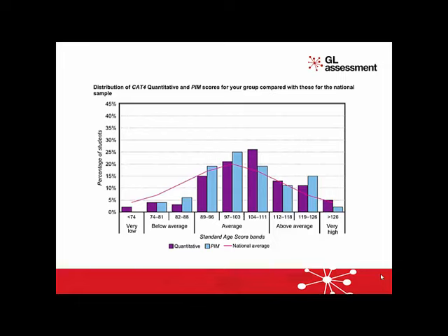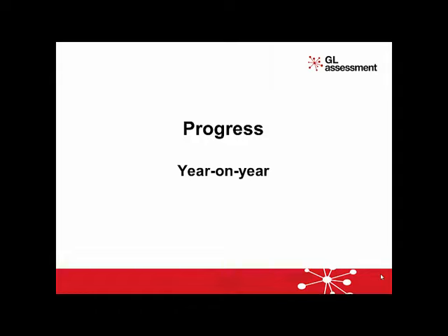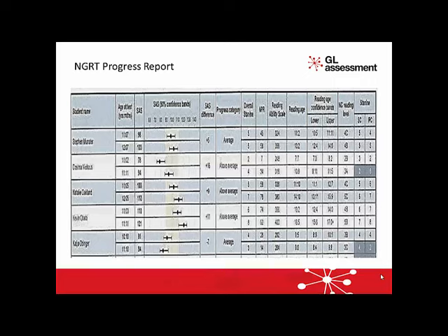Here we are looking at the comparison between the CAT4 quantitative standard age score and the equivalent from Progress in Maths. The line in the background is the national average, and the bars show the percentage of students in each band. Standard age scores not only provide you with an accurate assessment of each pupil's current attainment, when they are compared year on year, you can measure progress and have factual data to back this up.